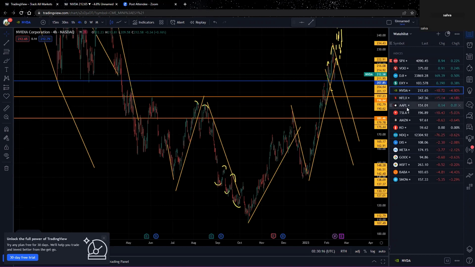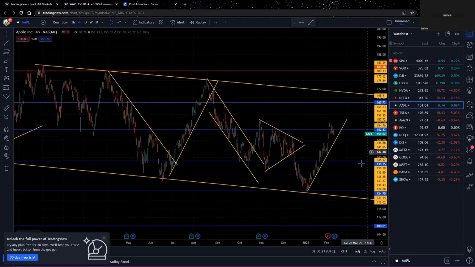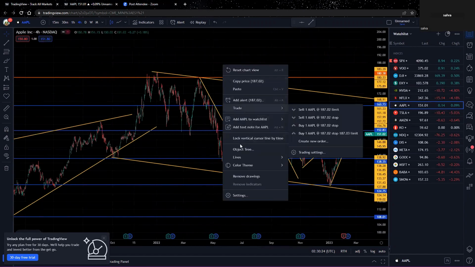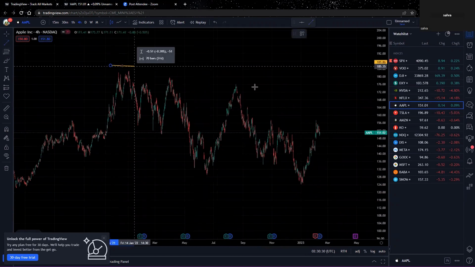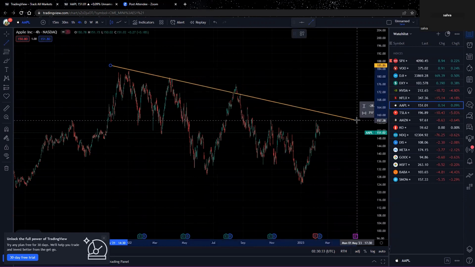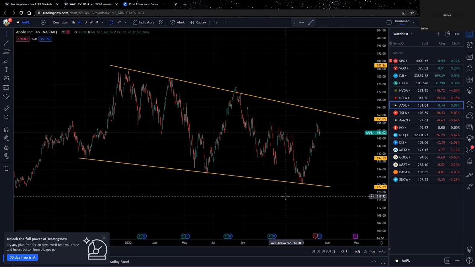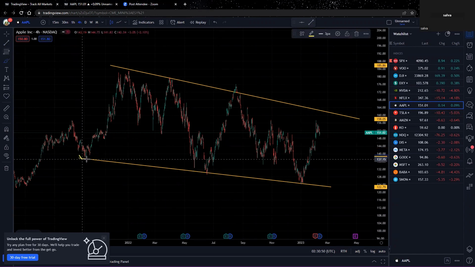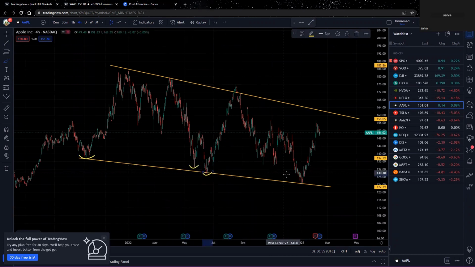Which one was it? Was it Tesla? No, I think it was Apple. Apple's a perfect example of it, right? So let's remove our trend line, and draw it like that, and then like that, right? So let's identify the higher highs and the higher lows. We found our trend, right? Our trend is sliding down, right? It's a downtrend. Our touch right here, our touch right here, our touch right here.